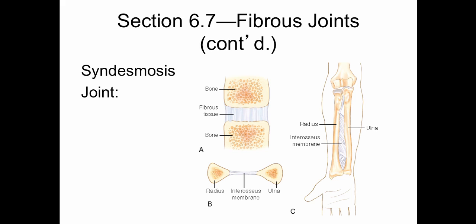Here are some pictures of a syndesmosis type joint. Syndesmosis joints only permit a small amount of movement. Functionally, the interosseous membrane that unites the radius and the ulna in the wrist is a synarthrotic joint, but structurally it is a fibrous syndesmosis joint. Syndesmosis joints are characterized by dense fibrous connective tissue that unites the bones in a joint.